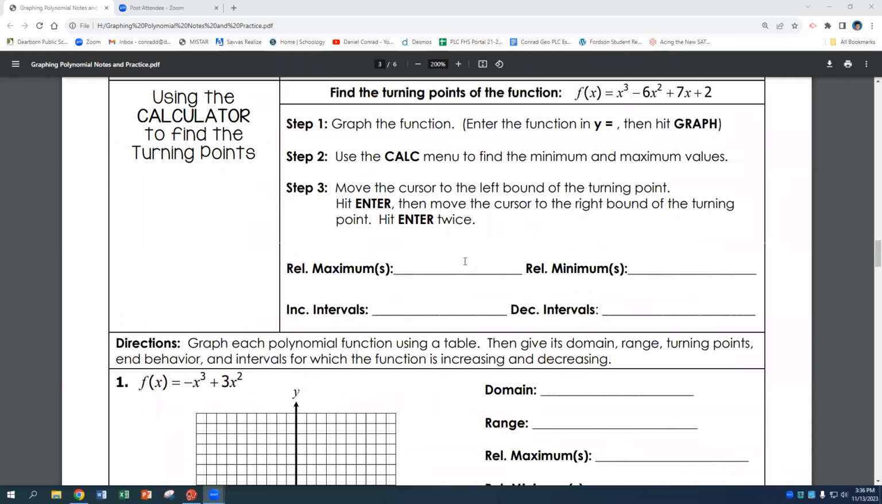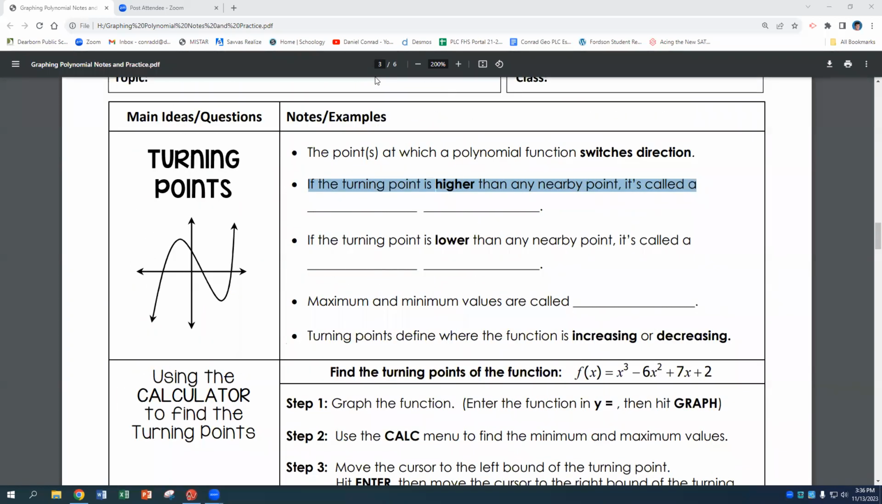So next up for graphing is turning points. A turning point is when a polynomial switches direction. If the turning point is higher than any nearby point, we're going to call it a relative maximum. If the turning point is lower than any nearby point, we're going to call it a relative minimum. So we have a relative maximum up here and then a relative minimum down here. Those maximums and minimums are called turning points, where we go from increasing to decreasing or decreasing to increasing.